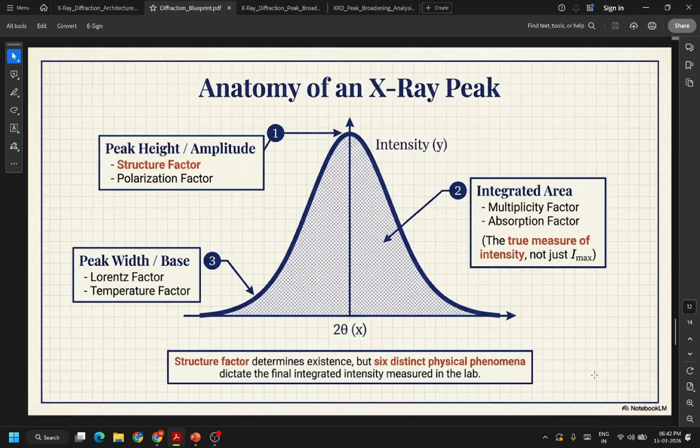Now we come to the anatomy of an X-ray peak. The structure factor that we were studying before just determines whether there is a peak or there is not a peak. But there are six distinct physical phenomena that dictate the final integrated intensity of the peak and the shape of the peak.